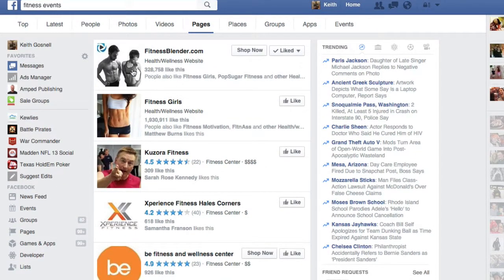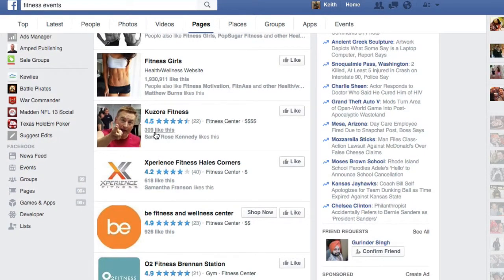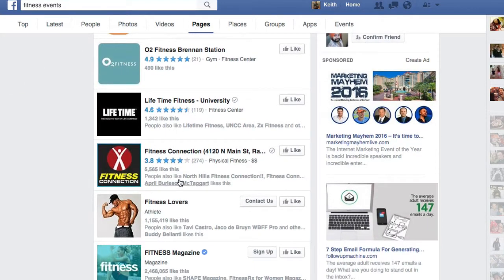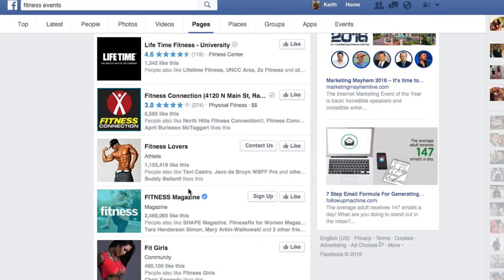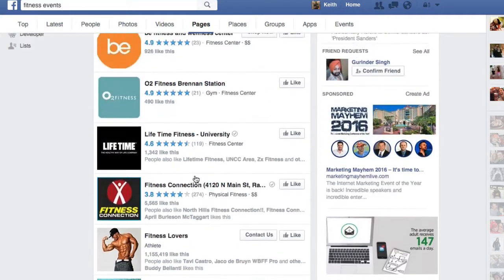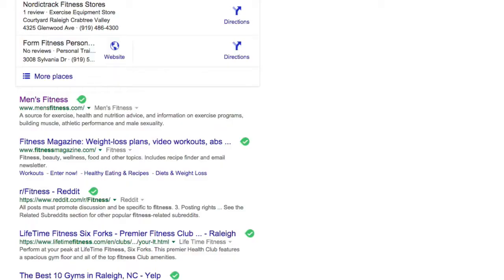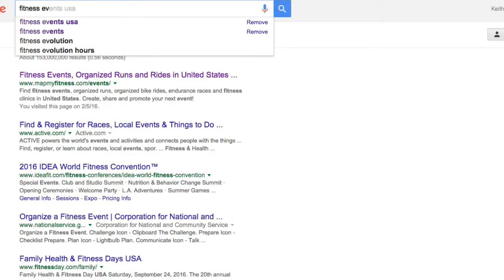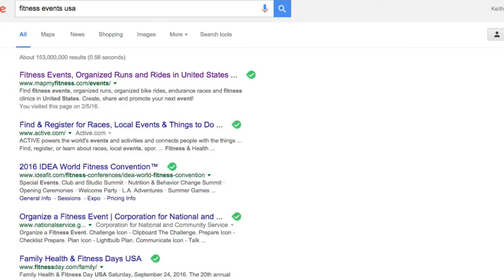Look at all the likes, and always kind of go by the likes. Fitness Girls, look at that, 1.9 million likes. 309, not so much. You want to stick to the ones that have the higher like numbers. Fitness Magazine, yeah. So you can also go to Google, of course, and do fitness events. And you may want to get specific, maybe USA or wherever, if you're targeting something geographical. But there's like this here, 2016 Idea World Fitness Convention.